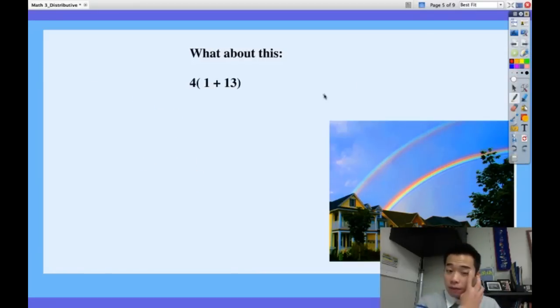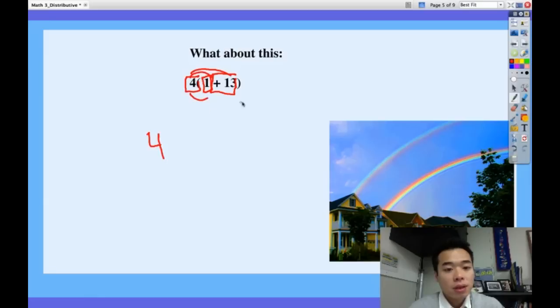Why don't you pause the video if you want and try this one, and then we'll see how it goes. Again, you're going to do this method. I'm going to box each term on the inside to make sure I carry the symbol with it. So this is going to be the same thing as 4 times 13, so 4 times 1 is 4. 4 times 13, well, this one's a little bit different, right? A little bit more difficult.